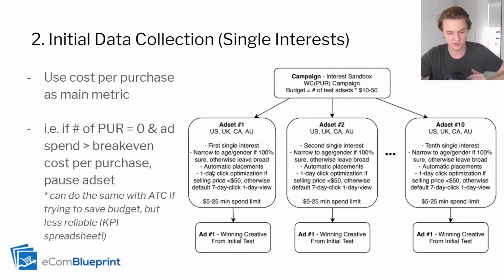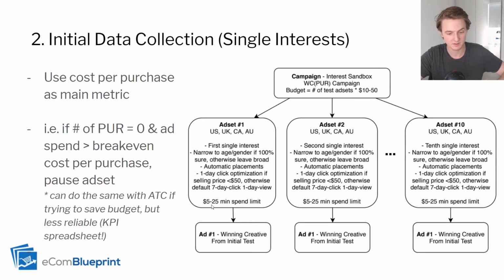Automatic placements, you want to just do automatic placements, let Facebook figure that out for you. One-day click optimization if your selling price is under $50. Otherwise, I'd recommend just the default 7-day click, 1-day view. But I almost always use 1-day click optimization for my website conversions purchase campaigns.